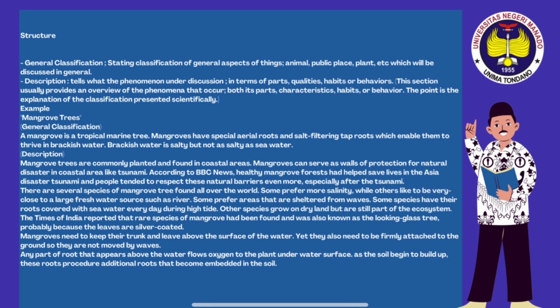Mangroves need to keep their trunk and leaves above the surface of the water. Yet, they also need to be firmly attached to the ground so they are not moved by waves. Any part of the roots that appears above the water brings oxygen to the plant under the water surface. As the soil begins to build up, these roots produce additional roots that become embedded in the soil.